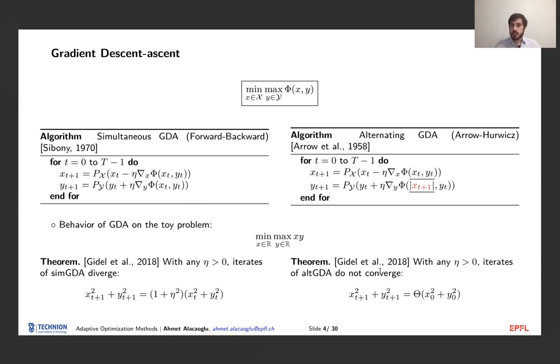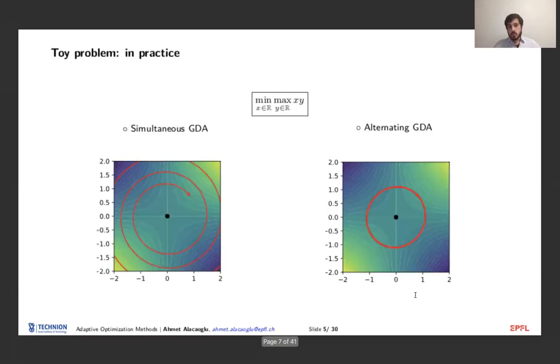On the other hand, when we do alternation, it helps. The iterates will not diverge, but they will not converge either. Essentially, the iterates will stay within a bounded distance from the solution, but they will not converge to the solution, as shown in the following result.